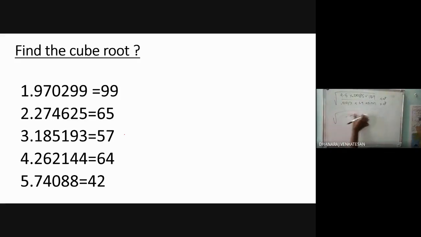95 into, wait, I'll write the denominator: 17 into 19 into 21. Here 95 into 85 into 89 into 10 to the power 2. How did this 2 come? Can anyone tell? Because we need only 10 to the power 6, but I have multiplied 10 to the power 8. This 10 to the power 6 will go for making this a whole number, and the remaining 10 to the power 2 I have written here. Now, can you understand how this 10 to the power 2 came?